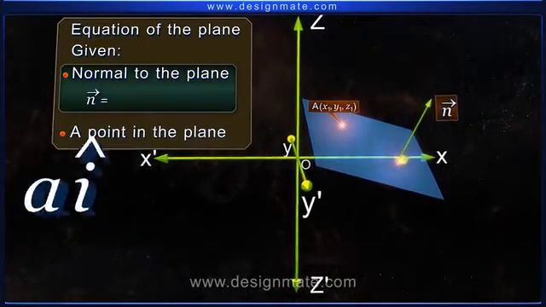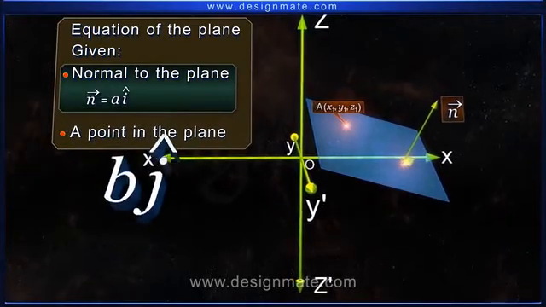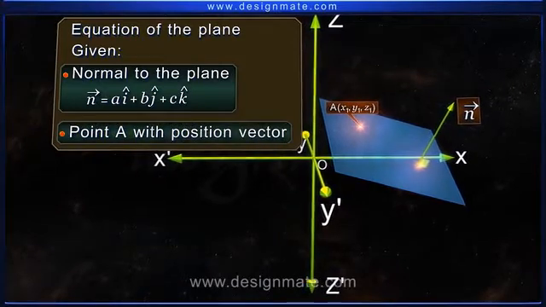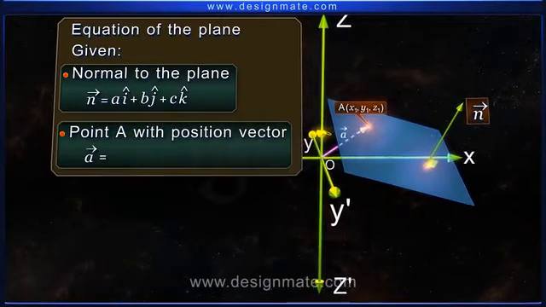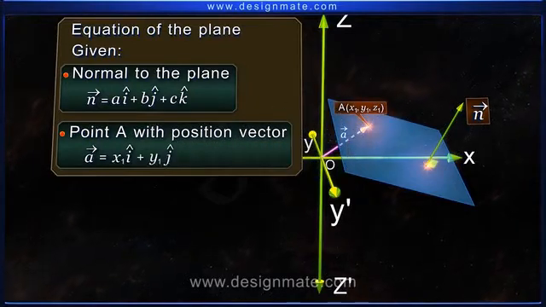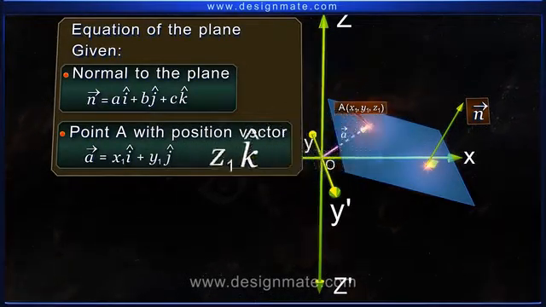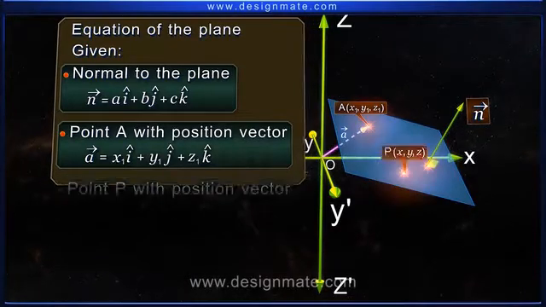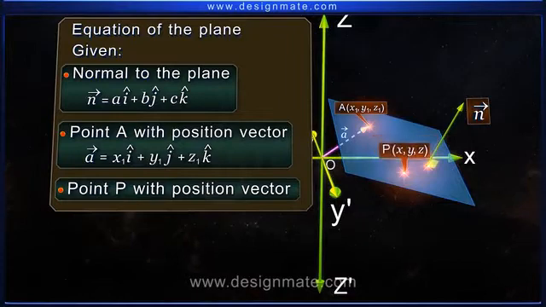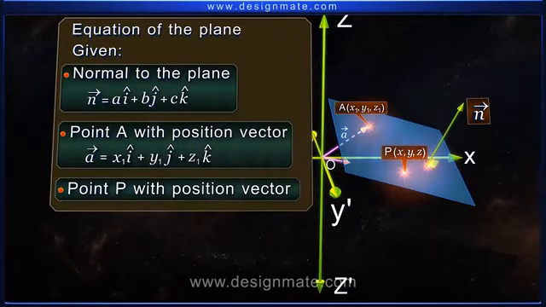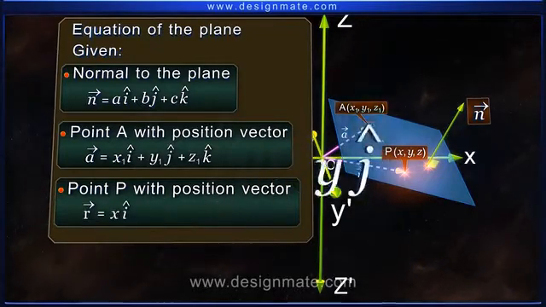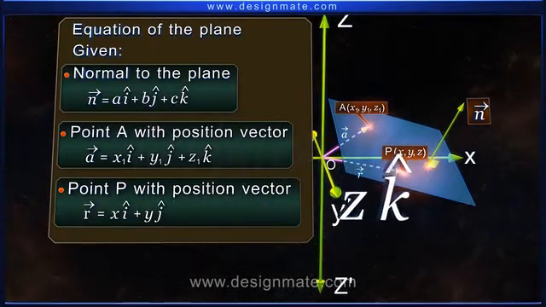Let us now find the equation of the plane when the normal to the plane, vector n, is equal to a i cap plus b j cap plus c k cap, and a point A with position vector A is equal to x1 i cap plus y1 j cap plus z1 k cap are given. Let P(x, y, z) be any arbitrary point in the plane with position vector r equal to x i cap plus y j cap plus z k cap.